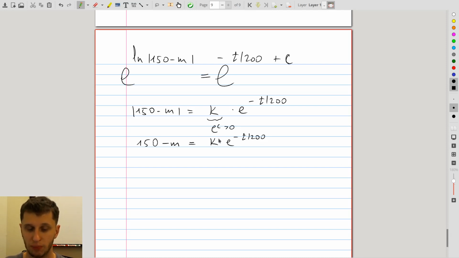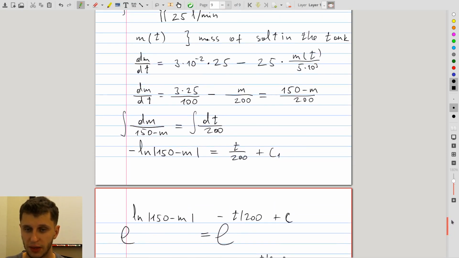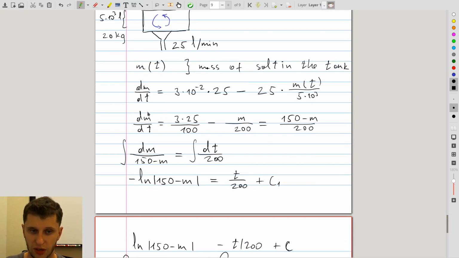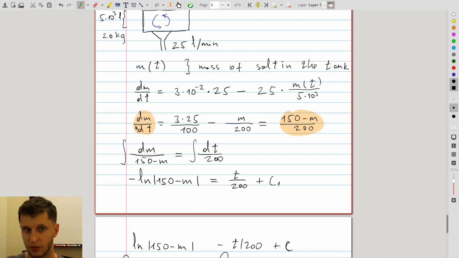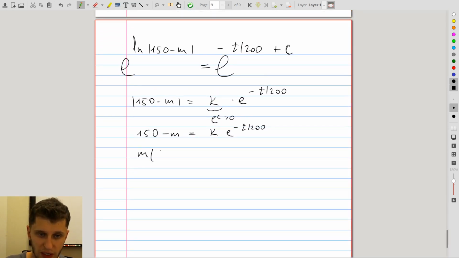So if we set K to be 0, then we get that m is constantly 150. m does not depend on t, it's independent of t, and it's just 150. And then such an m is going to be a solution of this equation here. So if we set m to be constant equal to 150, we have 0 in the left-hand side, because we have the derivative of a constant, and 0 in the right-hand side because it's 150 minus m. And so as a result, I have that m of t equals 150 minus K times e to the minus t over 200.